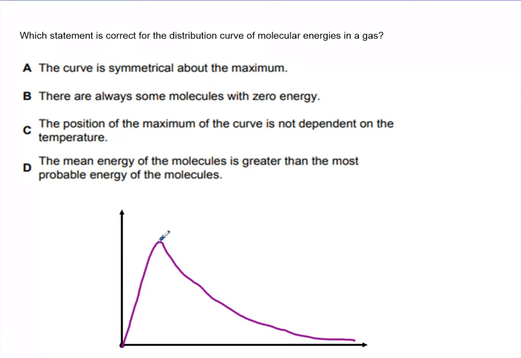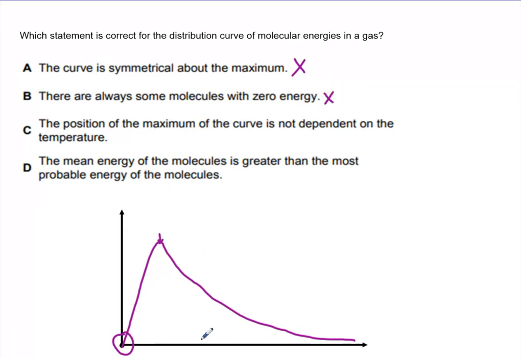So is that symmetrical about the maximum? Well, the maximum point is here. Is that symmetrical? No. It goes up much faster than it comes down. It says there are always some molecules with zero energy, which would mean it would have to start up the y-axis somewhere. Well, it starts at the origin, so that's not true either.